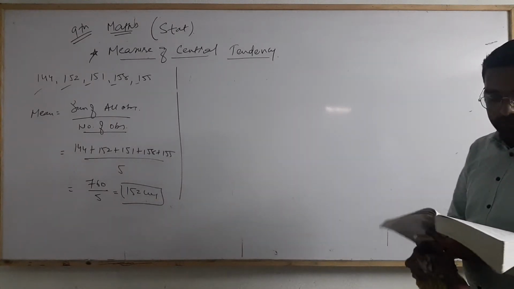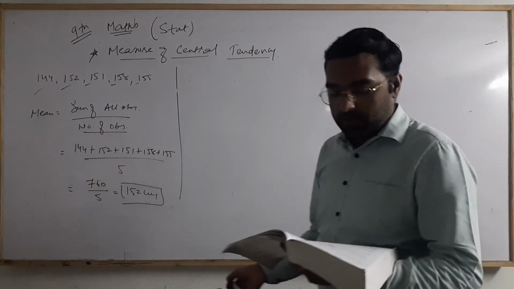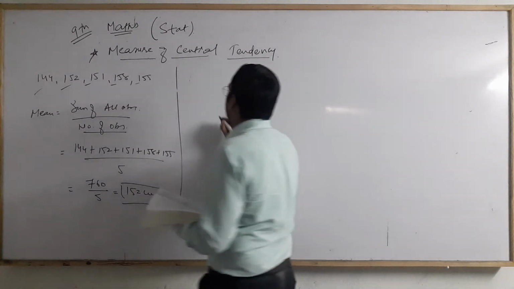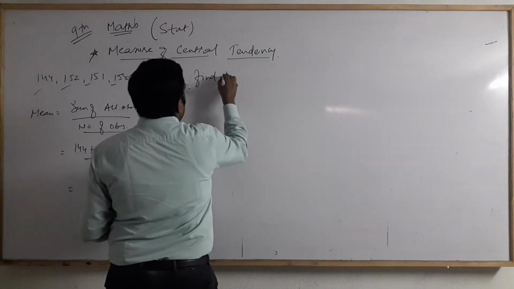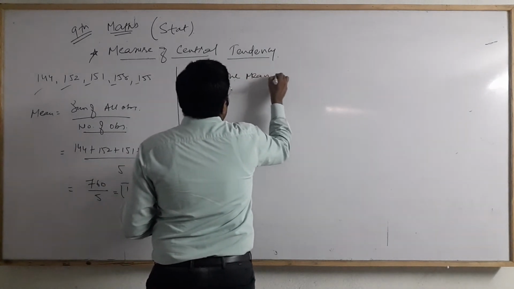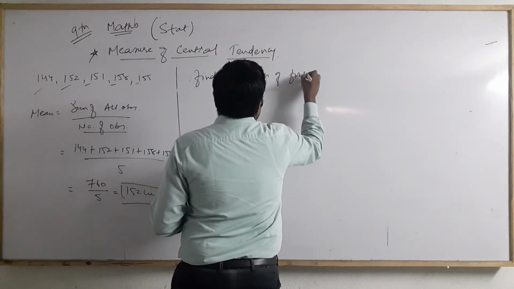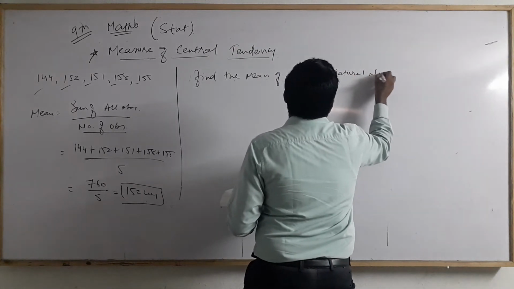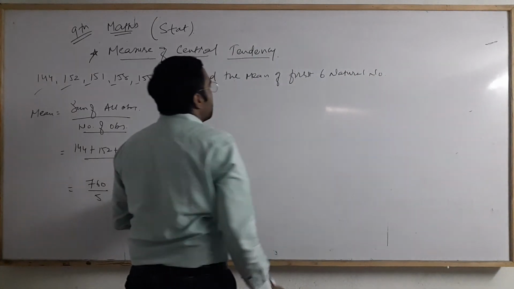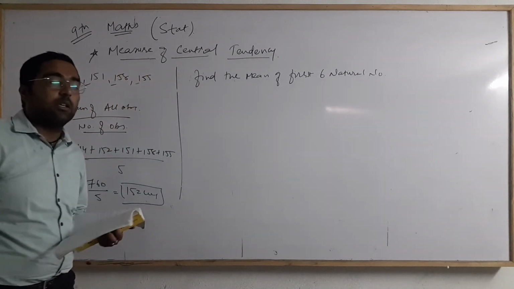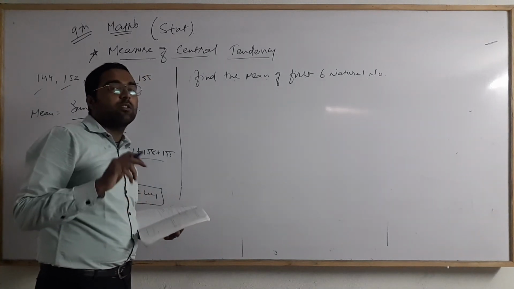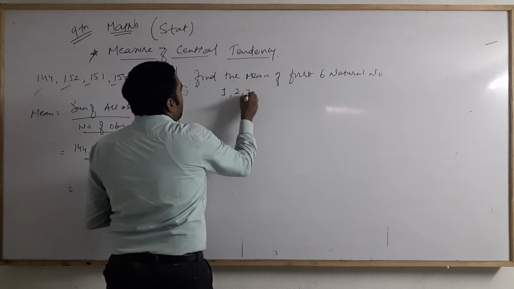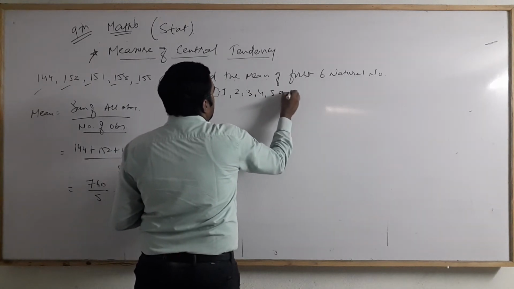For the second example, find the arithmetic mean of the first six natural numbers. Here they say the first six natural numbers. Natural numbers start from 1. So my first six natural numbers are 1, 2, 3, 4, 5 and 6.